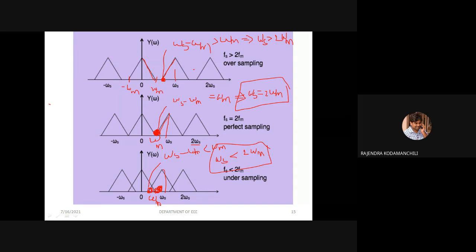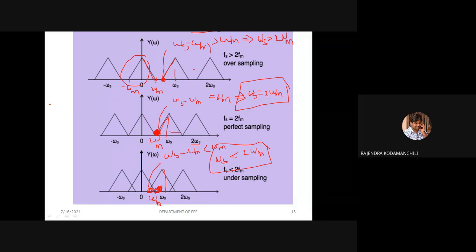For example, if you make a call to your parents, sometimes your call is connected to another number, and an unknown person comes into our line and speaks something. That means the call is overlapped. Similarly here. In the first case the signal is separate and there is no overlapping, which means it does not lose any information. So the original signal is recovered from the discrete signal without losing any information.